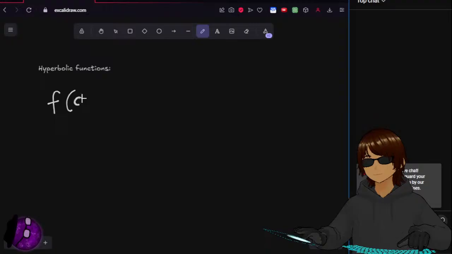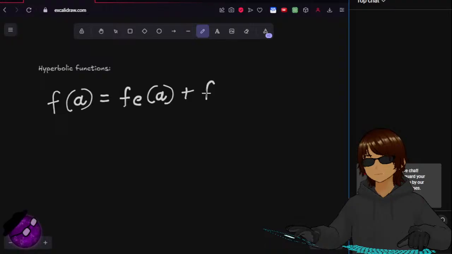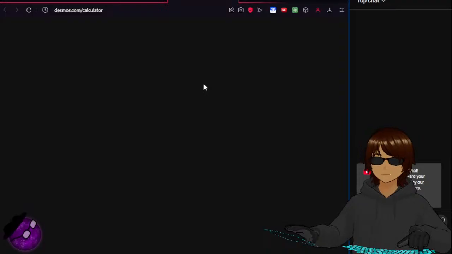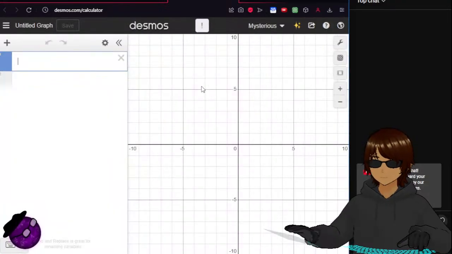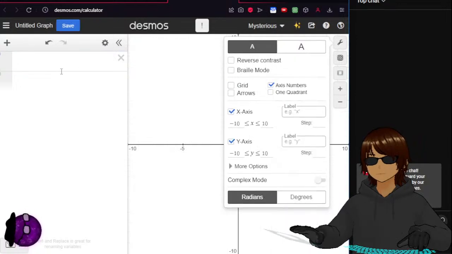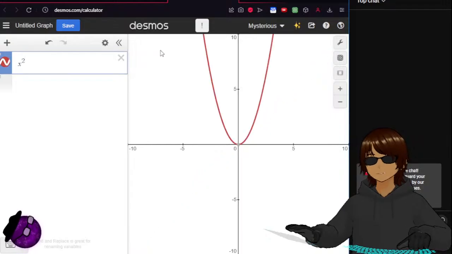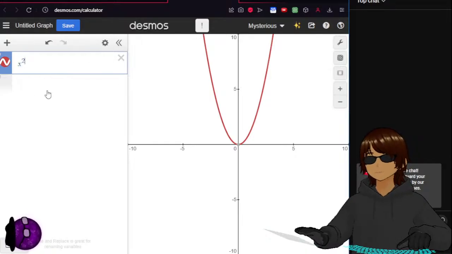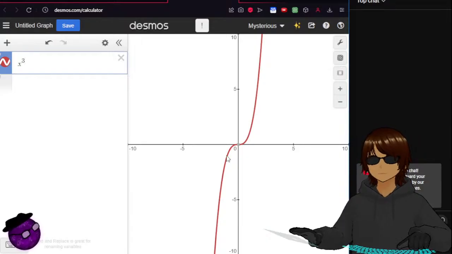every function can be broken down into its even part and an odd part. So an even function is like x squared, where the right side is a reflection of the left side, and x cubed is an odd function, and if you rotate it 180 degrees you still get the same graph.